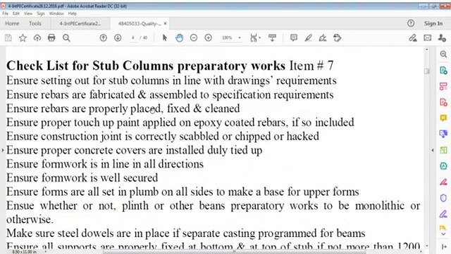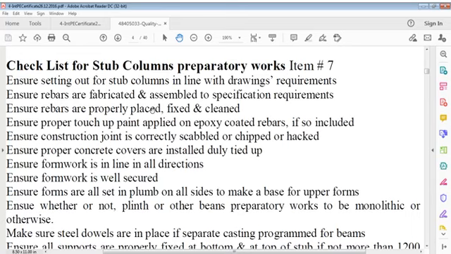And now the checklist for stub columns preparatory works, and that is item number 7. Now we are doing stubs, before we did foundation. Now setting out for stub columns in line with drawings requirements. Reinforcing bars are fabricated and assembled to specification requirements. Bars are properly placed, fixed and cleaned. Proper touch-up paint applied if epoxy coated bars are used. If so, it's conditional, it's not mandatory.